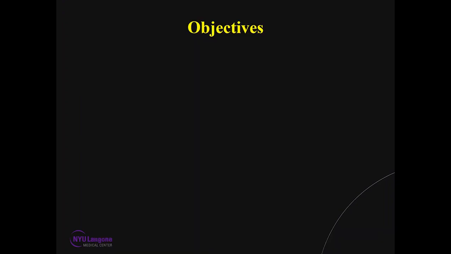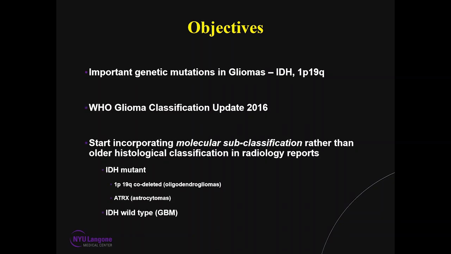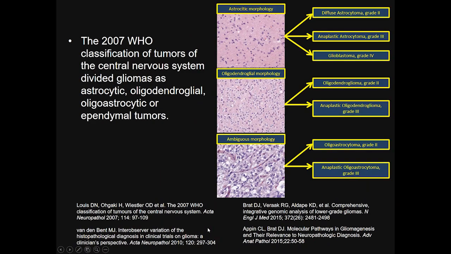So the objectives of my talk: I'm going to talk about some of the important genetic mutations in gliomas, IDH, 1p19q. I'm going to talk about how WHO Glioma Classification Update 2016 should be used in our imaging reports, and how we can incorporate some of this molecular information, for example, IDH, 1p19q, etc., in our radiology reports.